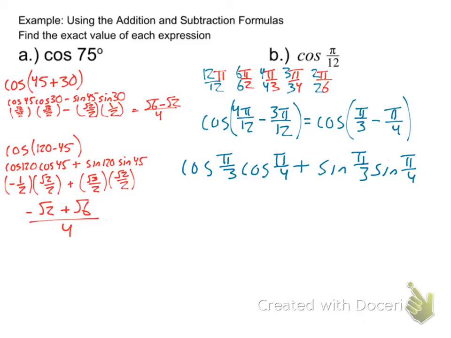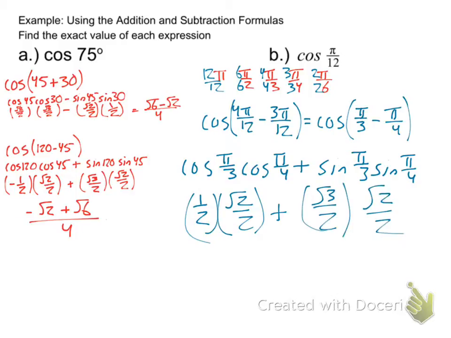But we should know the cosine of pi over 3. That's a half. Square root of 2 over 2. Plus sine of pi over 3. Oh, that's square root of 3 over 2. And square root of 2 over 2. Oh, well, that's interesting. That's square root of 2 plus square root of 6 all over 4. Very interesting. So a lot of our problems are going to be pretty close to the same. It's just there's a negative sign someplace that's going to change it.